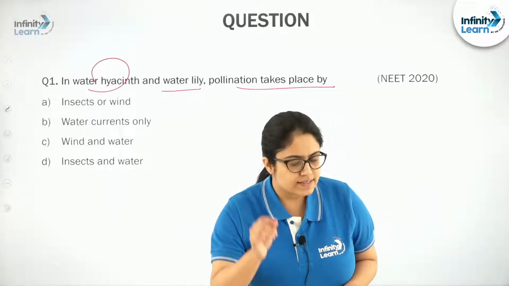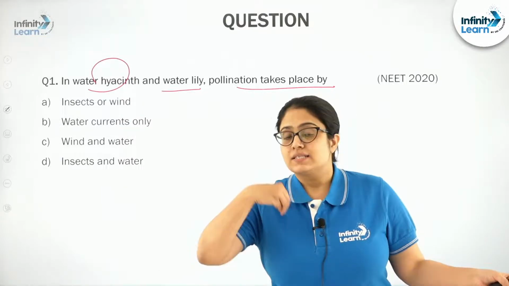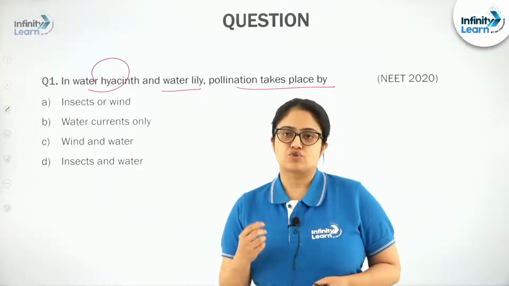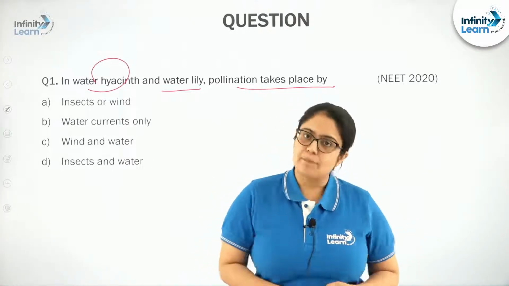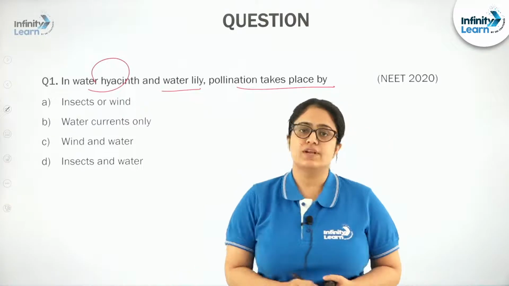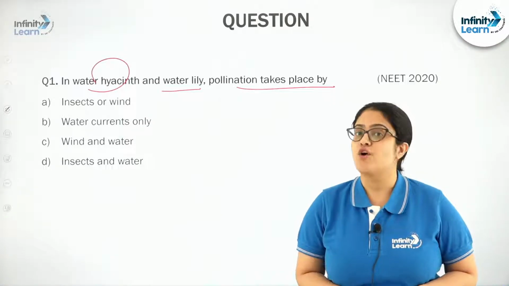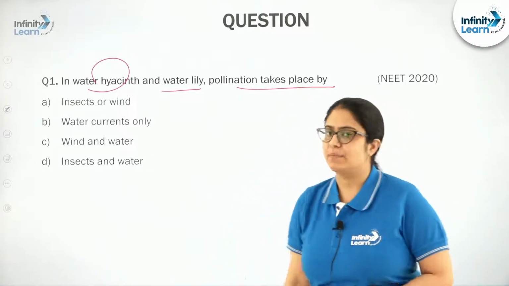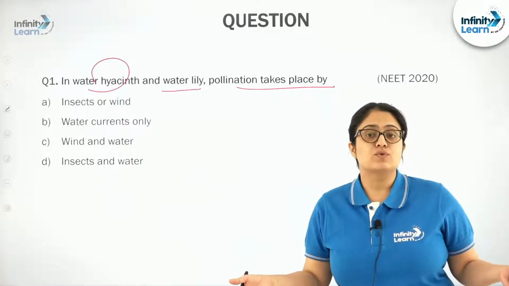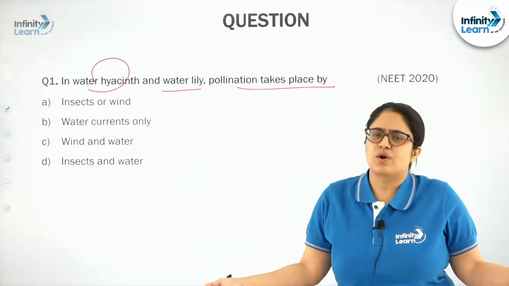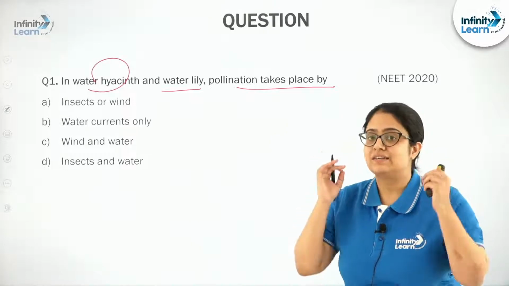Please remember, students, listen to this very carefully: in the majority of the aquatic plants, some other agent is used for pollination other than water. For example, when I talk about water hyacinth and water lily, insects or wind will be utilized as the agent of pollination and not water. Please remember, the name water lily, water hyacinth tends to confuse you, that they are aquatic, they are growing in an aquatic habitat, then why can't water serve as a pollinating agent, but that is not the case. So, that is the trap you need to understand.